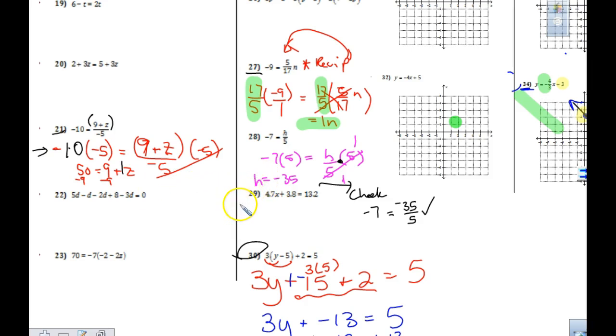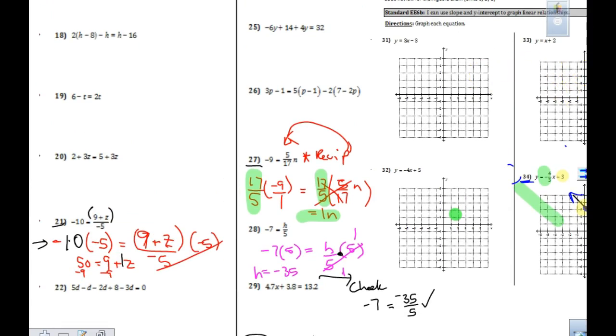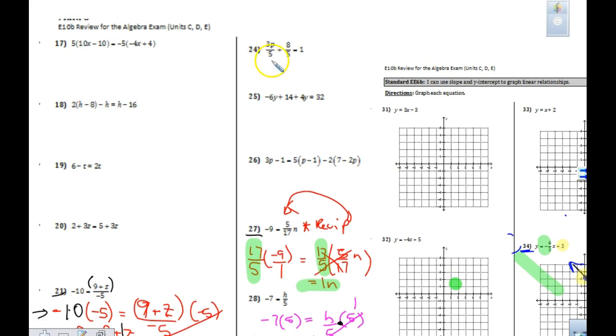As you look at questions, anything else from the equations that I could answer? Chris? So 24. You could. Some people do like to remove the fractions right away.